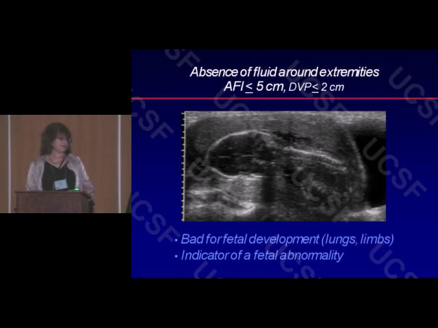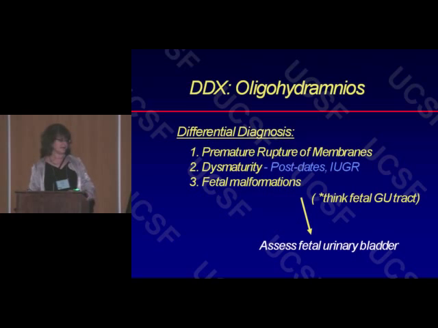On the other end of the spectrum, when there is not enough fluid, defined as an AFI less than 5 or a deepest pocket less than 2, again, subjective assessment would go a long way. This is bad for outcome to not have enough fluid in the sac for fetal development, and typically an indicator of a fetal abnormality. The differential diagnosis, once oligohydramnios is recognized, is listed here.